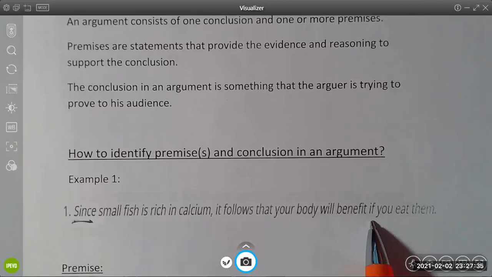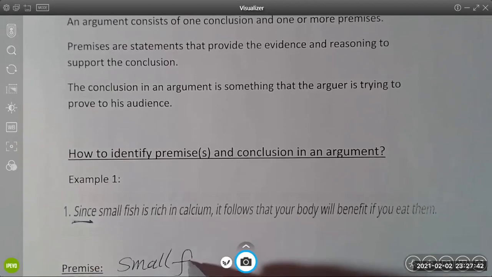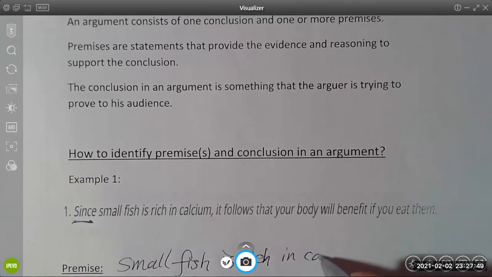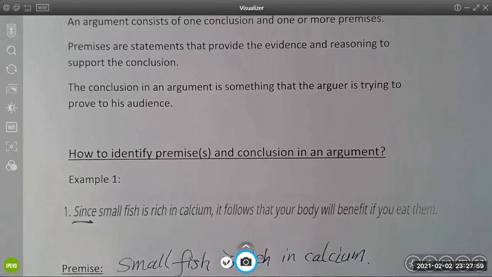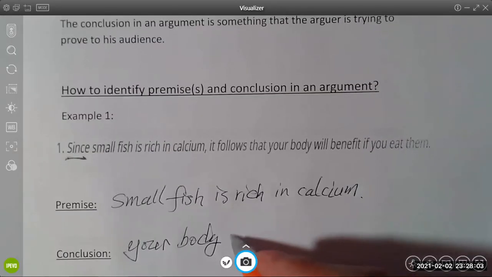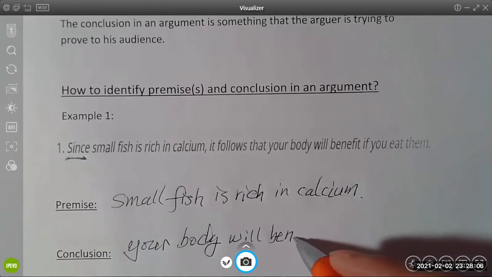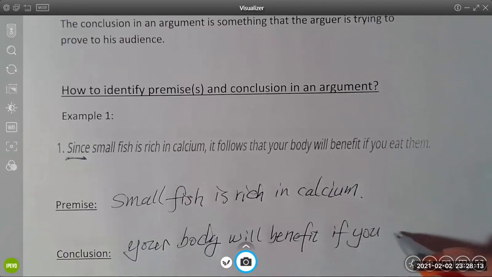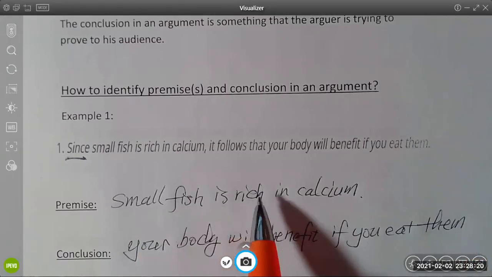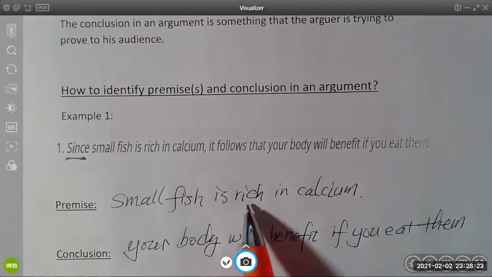So this is the reason, and this you try to convince your audience to agree with you. So that's the conclusion. So premise is in this case, small fish is rich in calcium. Conclusion is that your body will benefit if you eat them. This is the reason, this is the consequence, basically. The reason, the evidence is the premise.